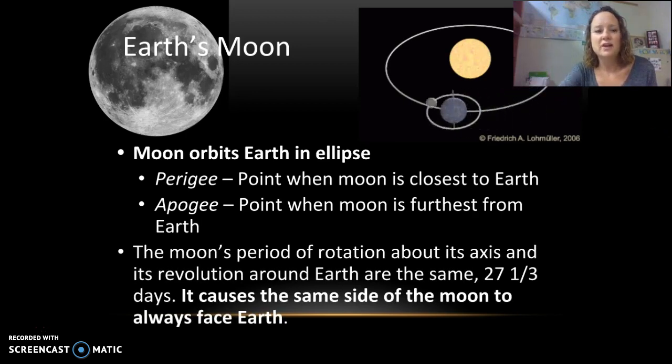Another interesting thing, have you ever noticed how the same side of the moon always faces the Earth? The reason is because the moon's period of rotation, which is the amount of time it takes it to rotate on its axis, is 27 1/3 days, and its revolution around Earth is 27 1/3 days. So the same side of the moon always faces the Earth.